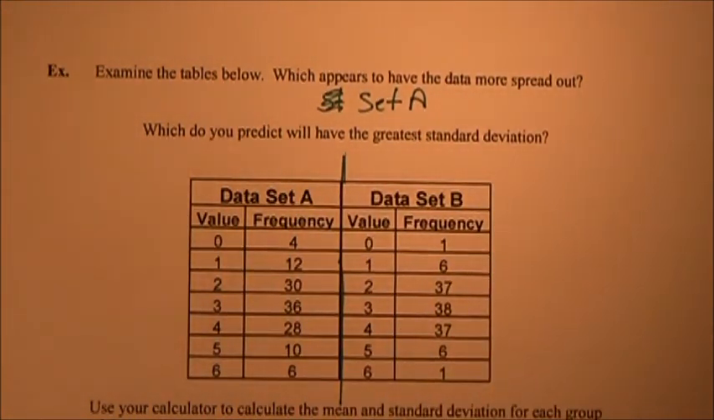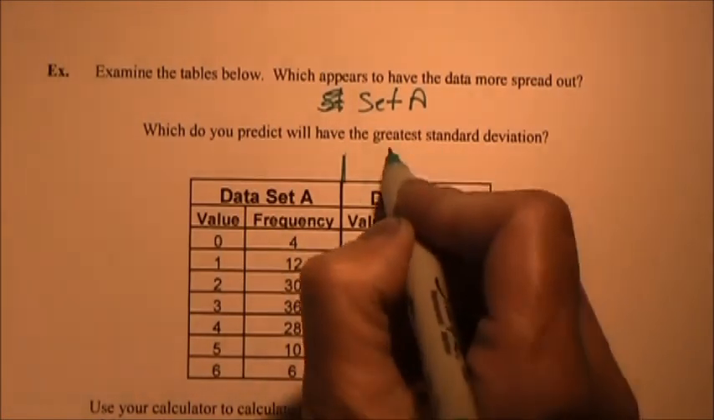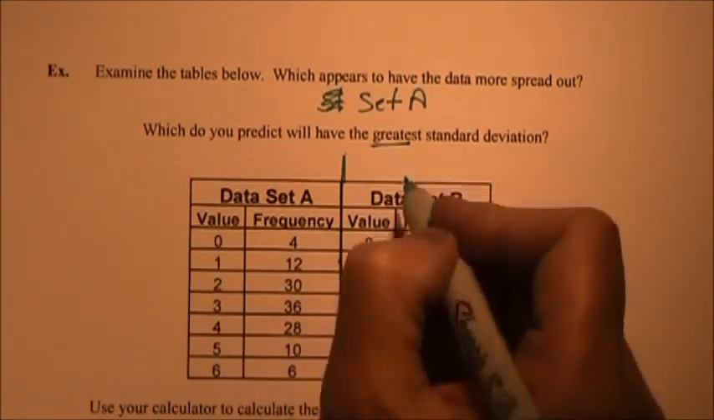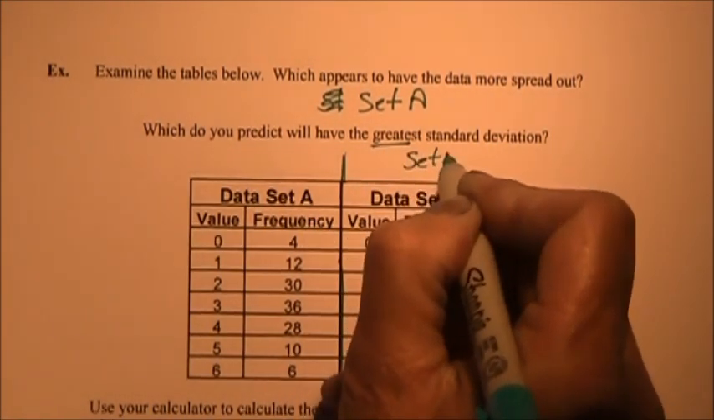is more spread out. It then asks us to predict which has the greatest standard deviation. Now, if we think about our standard deviations, under the definitions for standard deviation, it does say that the greater the standard deviation, the more spread out the information is. The smaller the standard deviation, the less spread out it is. So if we're looking for the greatest, that would be the one that's more spread out. And we've already said that we think that set A is more spread out.